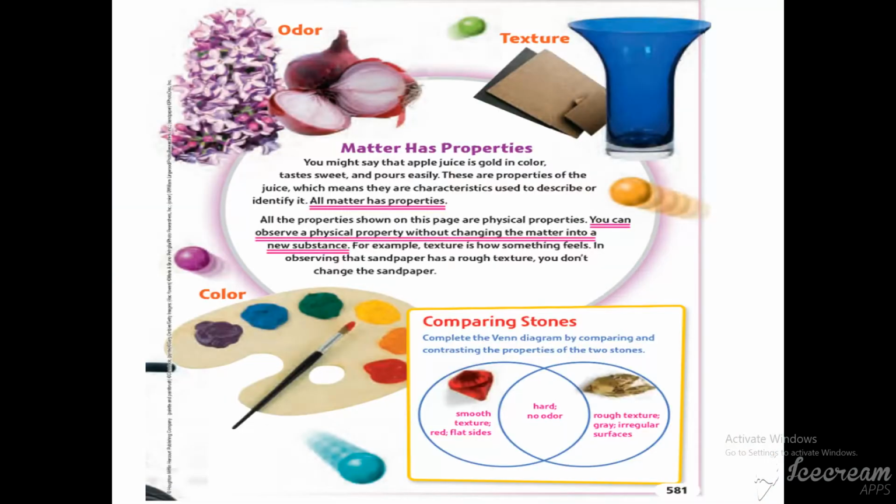Then I told you about the properties to remember: the odor, texture, shape, color, and the sound they make. All these come under properties, physical properties. Remember, it is physical properties. And I told you to remember one line: you can observe a physical property without changing the matter into a new substance. You don't have to change the matter from solid to liquid or liquid to gas or make a new substance. You can just tell the physical property of a substance as the substance is in front of you.